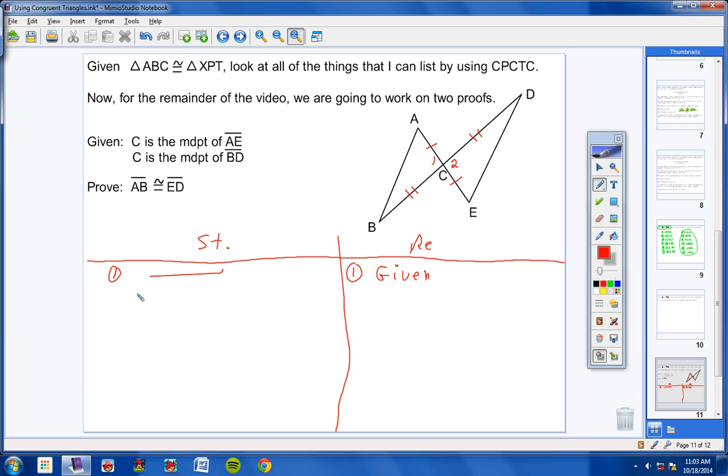Now, number 2, I'm going to put 2 things on number 2 because I'm going to use the same reason over here. Look, if C is the midpoint of AE and also C is the midpoint of BD, then I'm going to state right here AC is congruent to CE, and I'm also going to state that BC is congruent to CD. And the reason would be definition of midpoint.